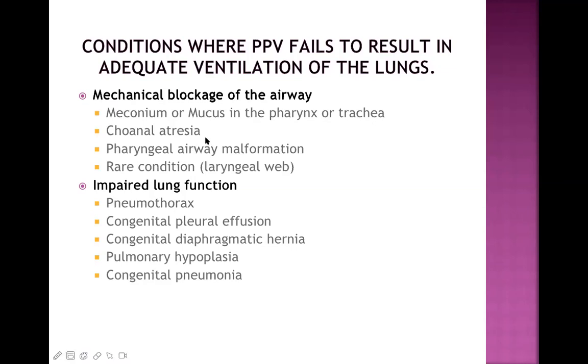Another is choanal atresia. This is a congenital anomaly where the posterior part of the nose, or nasal cavity, is not communicated with the nasopharynx. It is blocked. It is not formed. That opening is not opened at all. This is a congenital anomaly, and there is severe obstruction. If bilateral choanal atresia is there, this is a big problem. Pharyngeal airway malformation and laryngeal web are other conditions which can cause mechanical blockage of the airway, and the lungs cannot get proper ventilation.